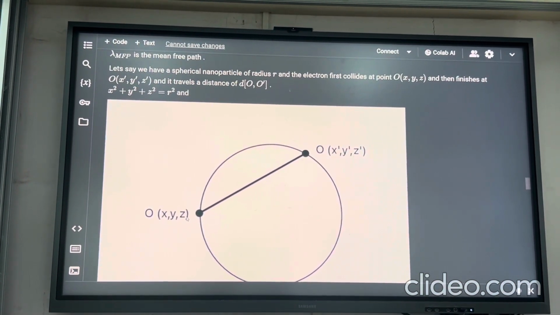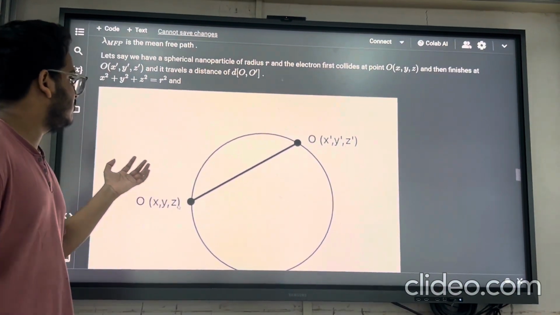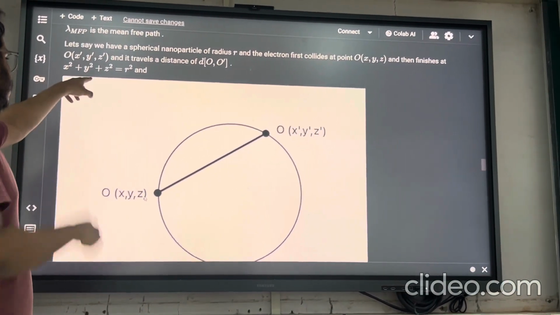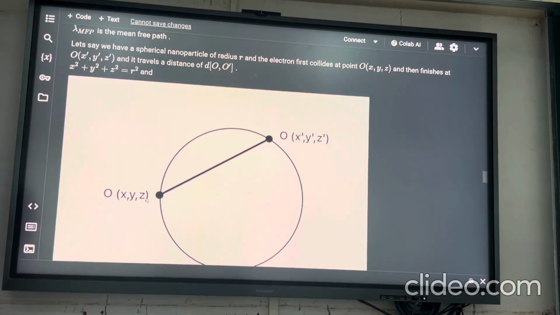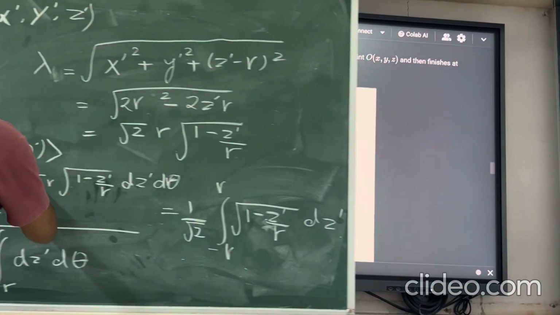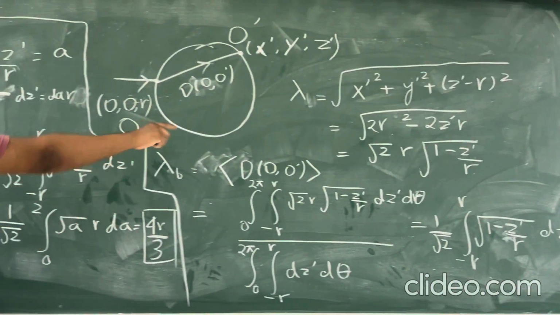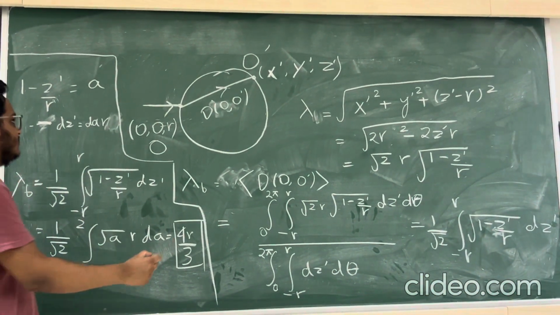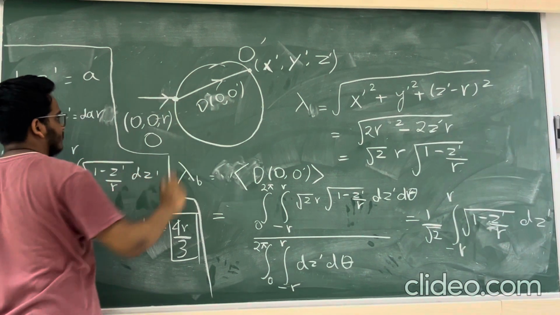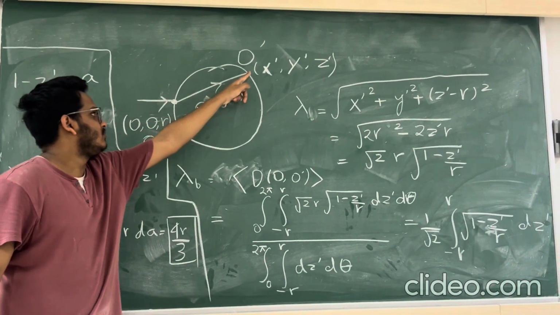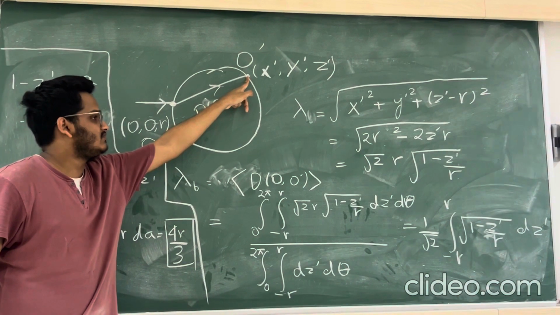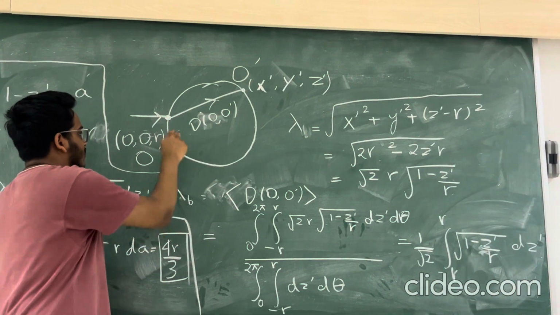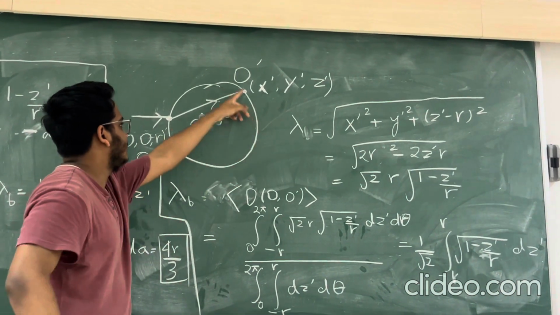So as we can see, we take a spherical nanoparticle and it is pure, so x square plus y square plus z square is equal to r square. So assume this is a nanoparticle. Without loss of generality, we can say that an electron collides here and then moves like this to a random point on the sphere, x prime, y prime, z prime. So this point could be anywhere. All points have equal probability of getting collided with.